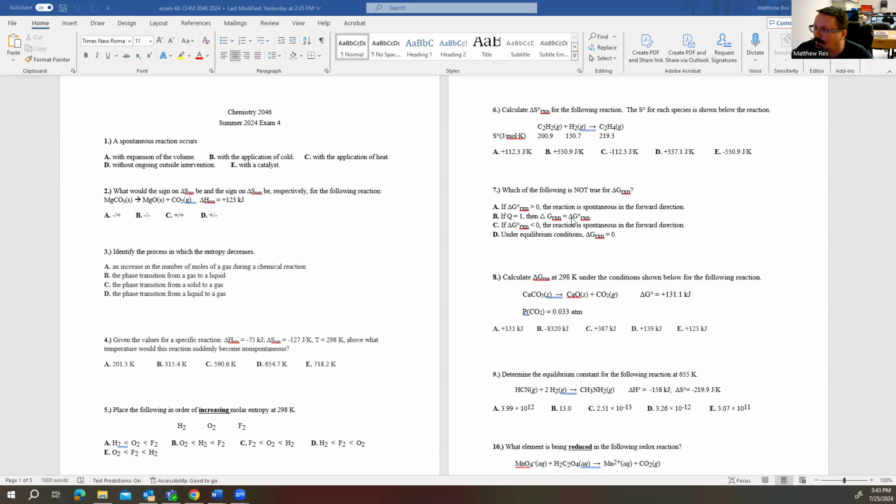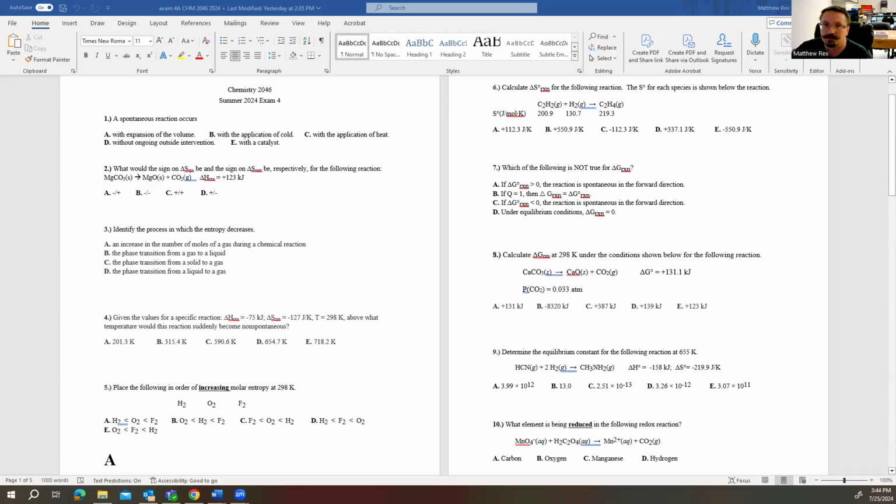If Q is equal to 1, then delta G non-standard is equal to delta G standard. Based on that reaction equation, if you remember, we've got RT times the ln of Q, and that'd be 0, so this would be true. If delta G reaction is less than 0, the reaction is spontaneous in the forward direction. Yes, delta G is negative, that means we have a spontaneous reaction. And under equilibrium concentrations, delta G reaction non-standard should be 0. Correct, it would not be favored in the forward or reverse direction at equilibrium. So that's why it would be A in that instance.